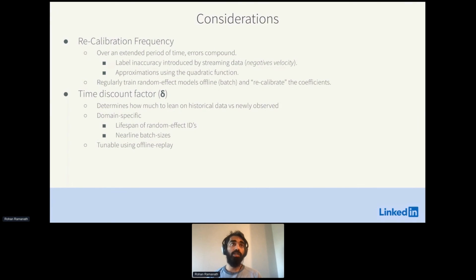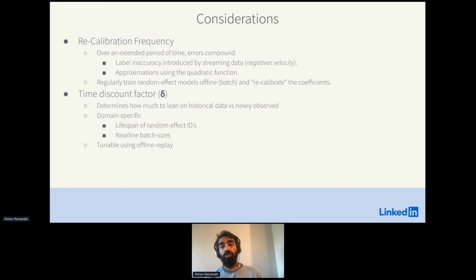The second consideration is the time discount factor. There's a delta that I mentioned in the loss function, but I never mentioned how you fix or update this delta. In practice, this is a function of the domain that you're working on, and we built an offline replay. We take about 2 weeks of data, replay it offline with different values of delta, and see how the model performance degrades with time for different values of delta. So it's just a hyperparameter, and we saw that Lambda Learner is pretty agnostic and doesn't need to be tuned more than once for a given application.